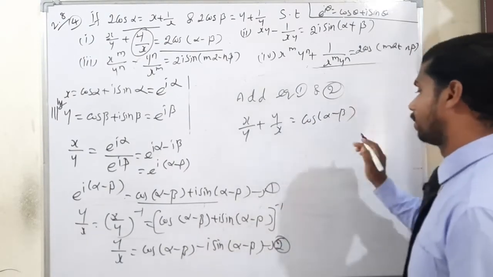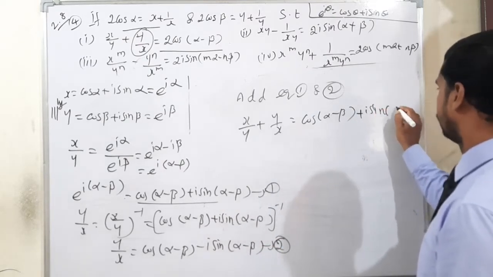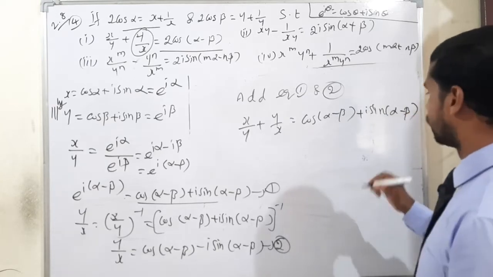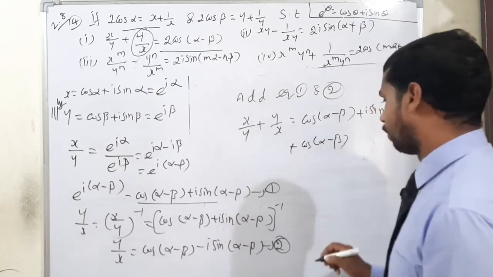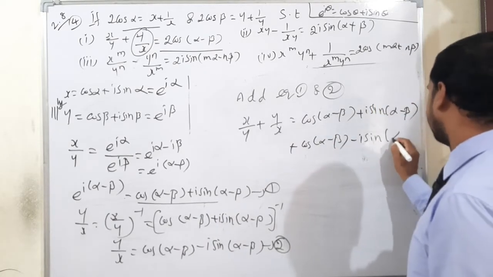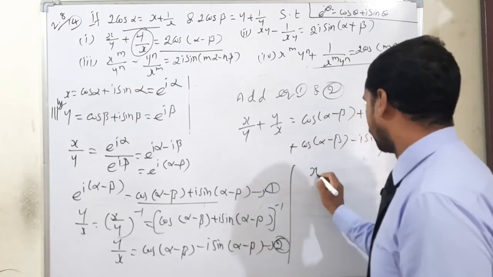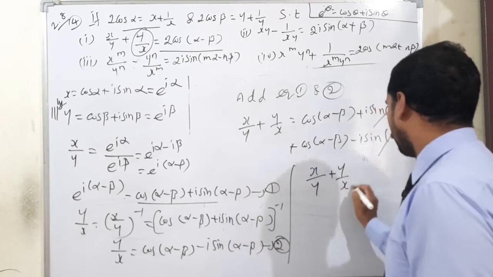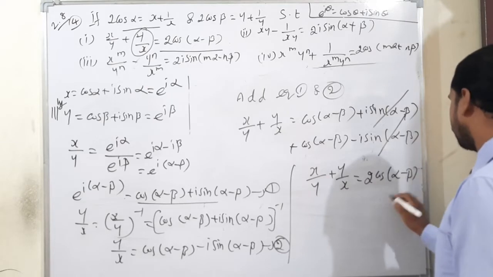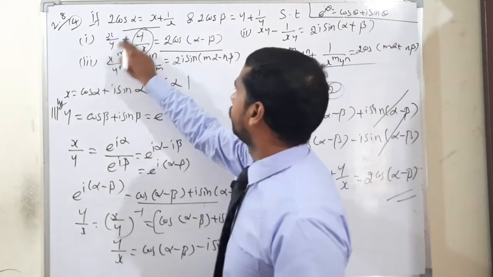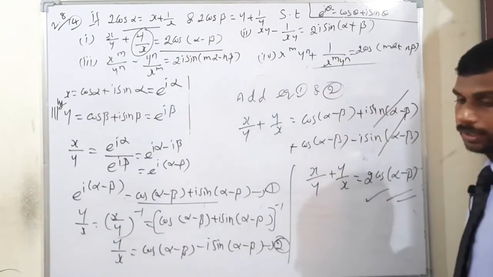Otherwise, okay, I will write each and every one. Equation number 1 plus i sin alpha minus beta. Next one, plus cos of alpha minus beta minus i sin alpha minus beta. See, plus i sin and minus i sin cancel, so the first one, x by y plus y by x, is equal to cos plus cos, meaning 2 cos of alpha minus beta. So x by y plus y by x is equal to 2 cos alpha minus beta. So the first condition is over.